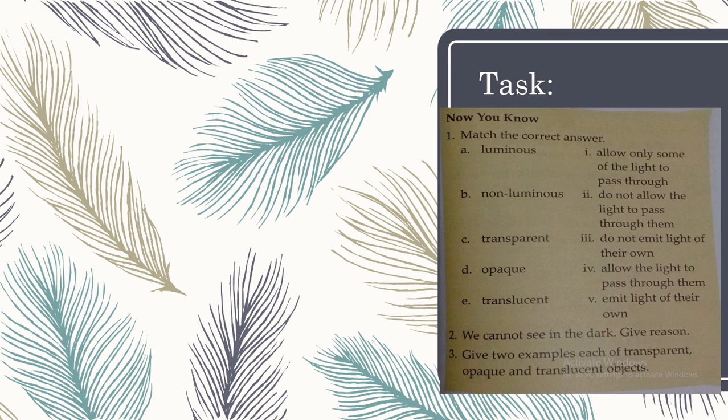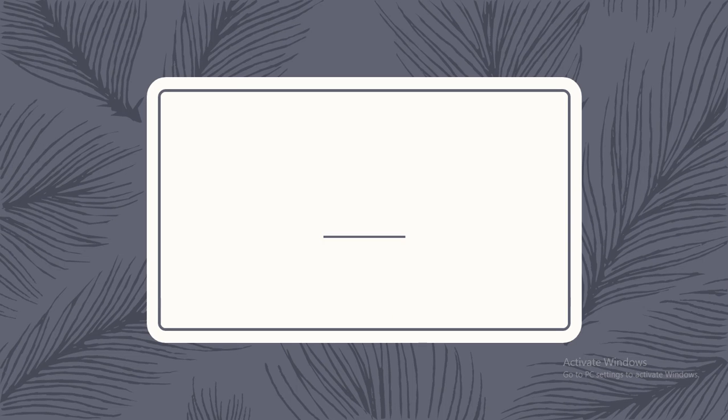Your task is given in your textbook, page number 155. There are three questions. Question number 1: match the correct answer. Question number 2: we cannot see in the dark. Give reason. Question number 3: give two examples each of transparent, opaque, and translucent objects. You have to match, and you have to answer question number 2 and question number 3 in only 2 to 3 sentences. If you feel any difficulty, you can ask. The answers are given in today's lesson.